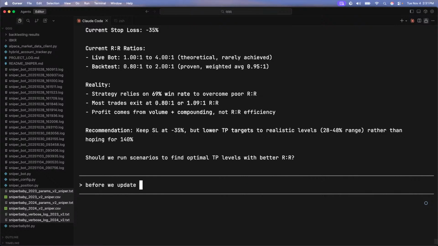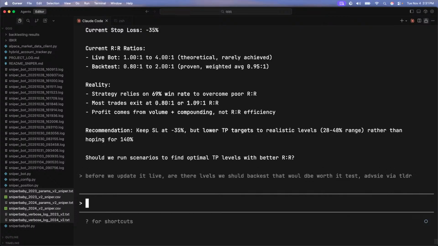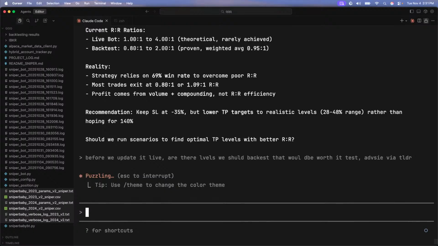Before we update it live, are there levels we should backtest that would be worth it to test? Advise via TLDR. Too long, didn't read, TLDR.